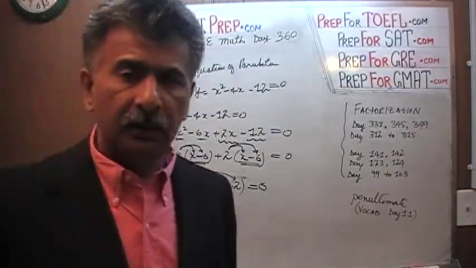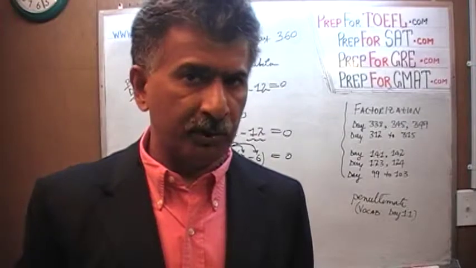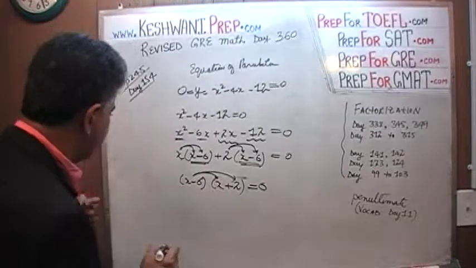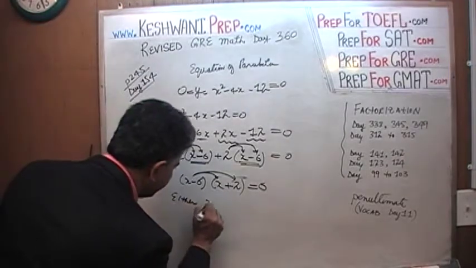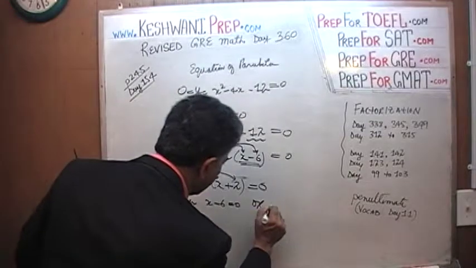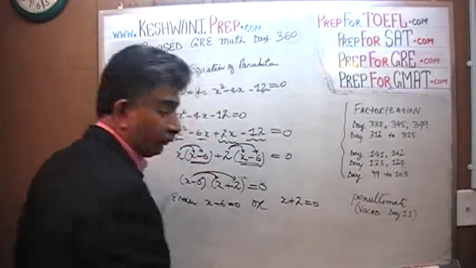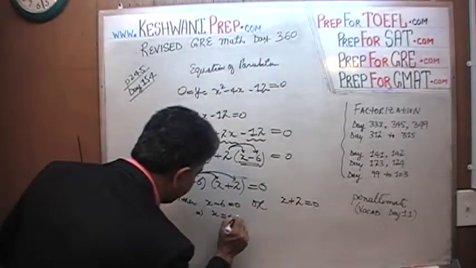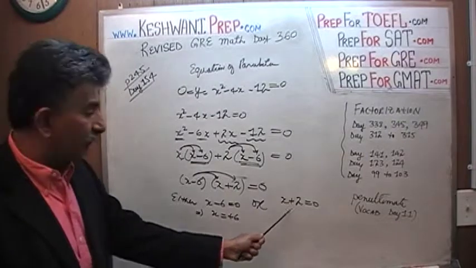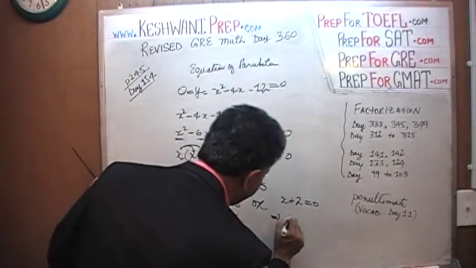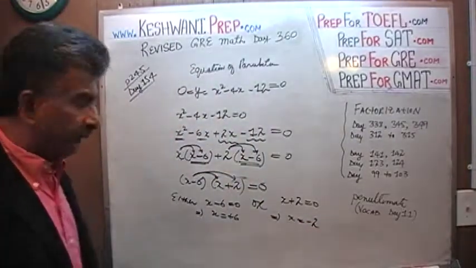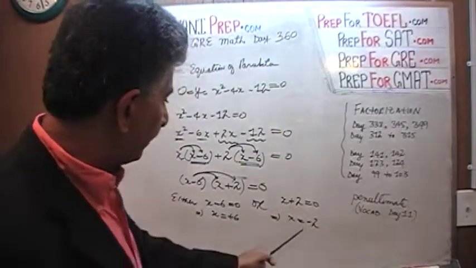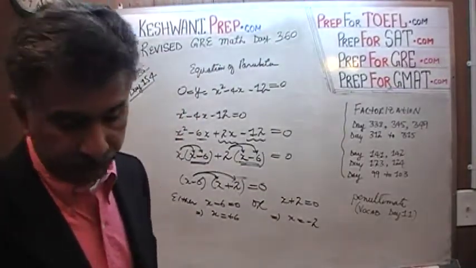Now the only way the product of two quantities can be 0 is when one of those two quantities is 0 or they are both 0. So either x minus 6 is equal to 0 or x plus 2 is equal to 0, or of course they are both equal to 0. If x minus 6 is equal to 0, this implies that x must be +6. On the other hand, if x plus 2 is equal to 0, that implies that x must be -2. There we go. We found our two intercepts. The parabola cuts the x-axis when x is equal to -2 and +6.